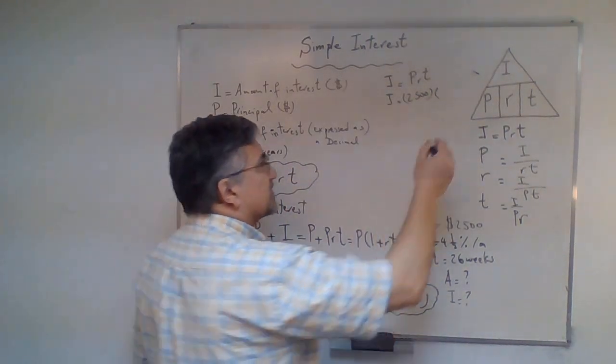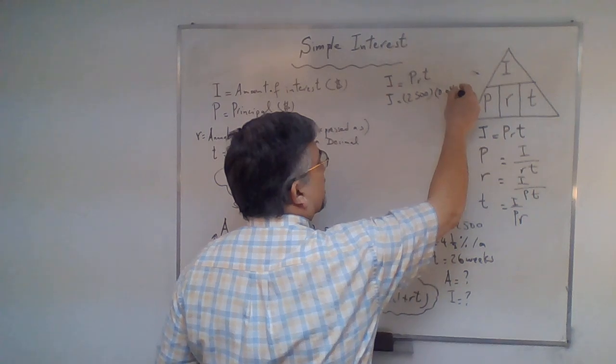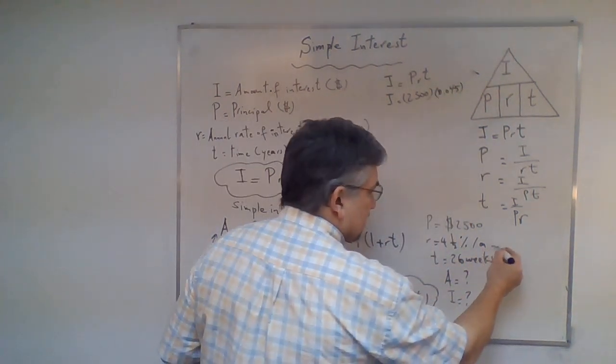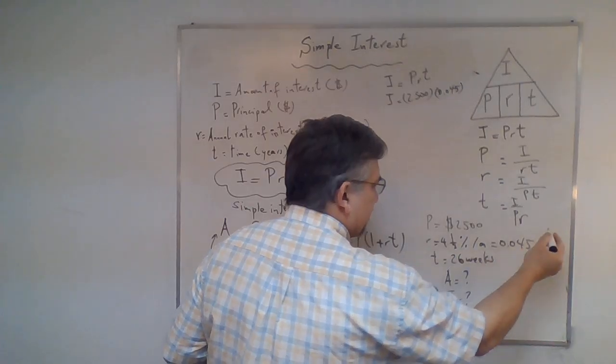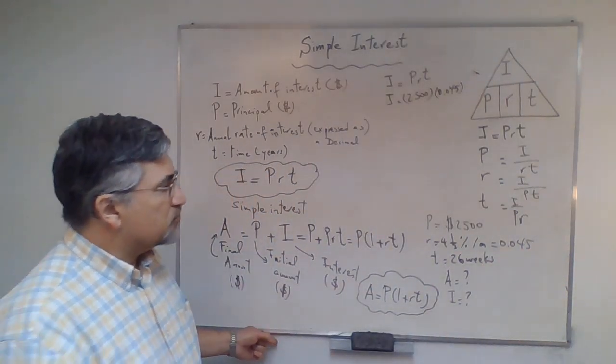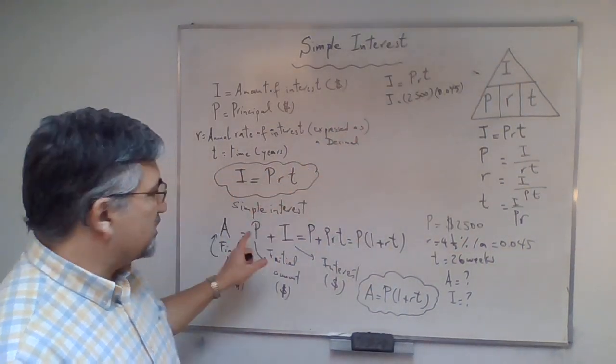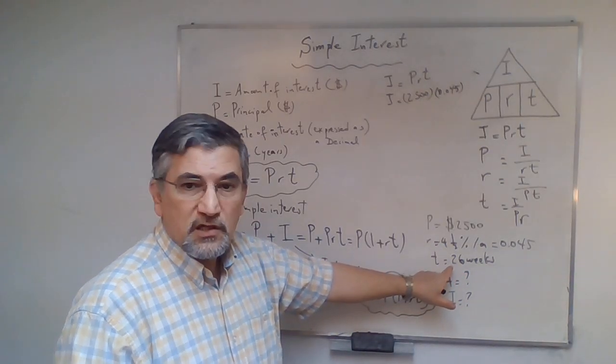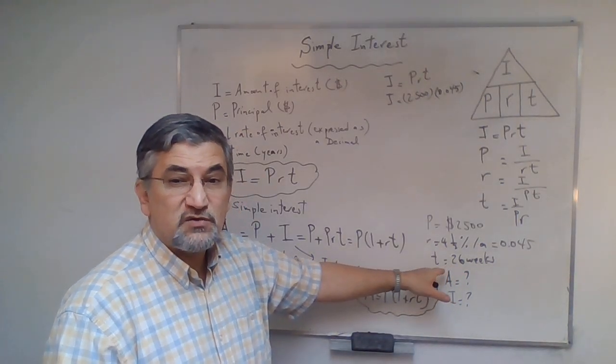4.5% as a decimal will be 0.045. Okay. And so this as a decimal will be 0.045. Okay. And then time T stands for time in years. But this question doesn't give us the time in years. It gives it in weeks.